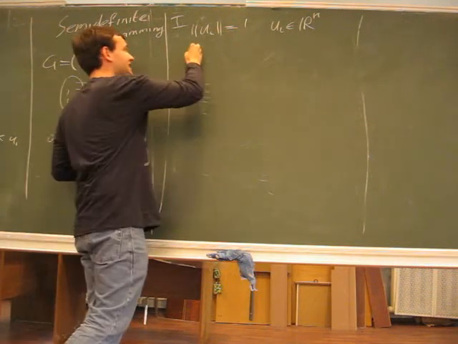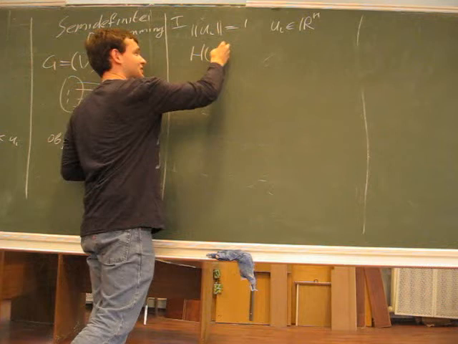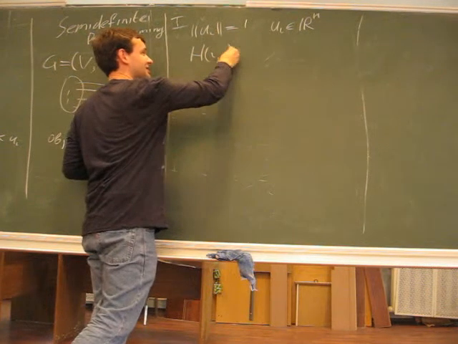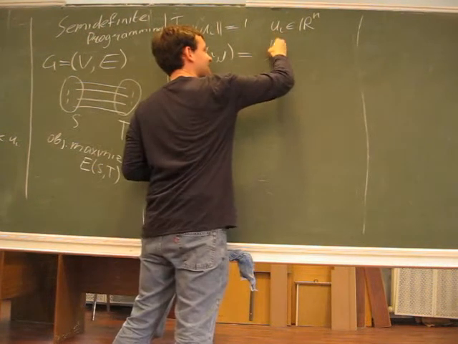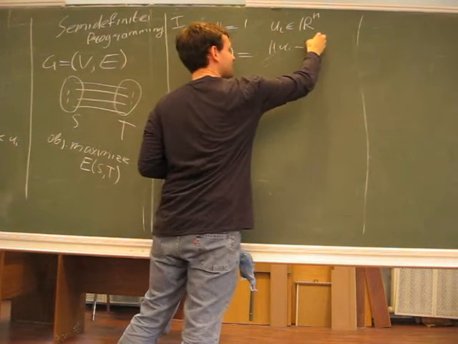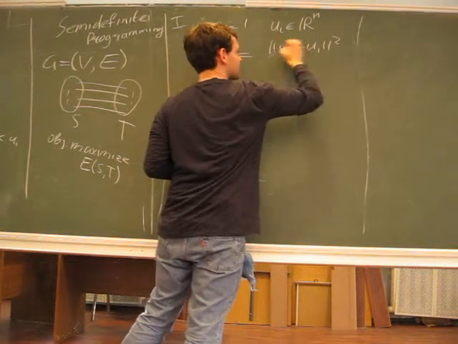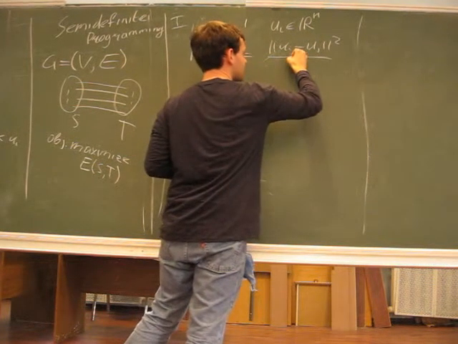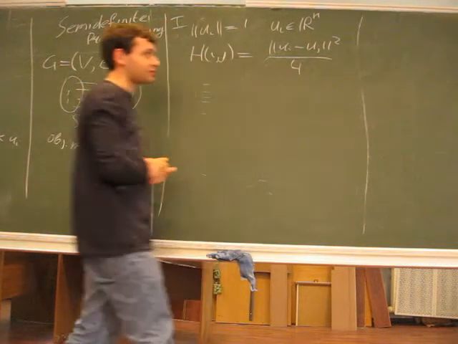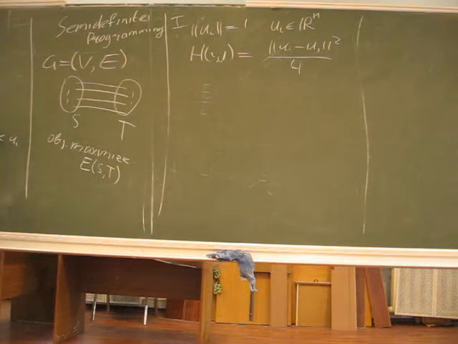So let's define. So that's true. I forgot. The energy is ui minus vj squared, the squared Euclidean distance, divided by 4. And this definition coincides with the previous definition if ui and vj are only -1 or 1. This is why 4 is needed.